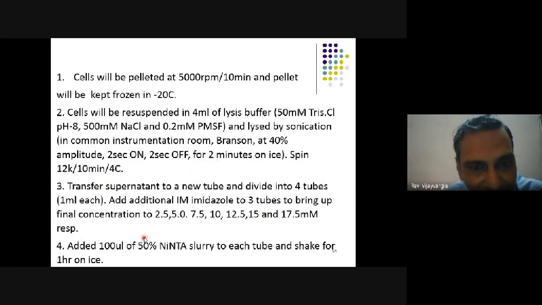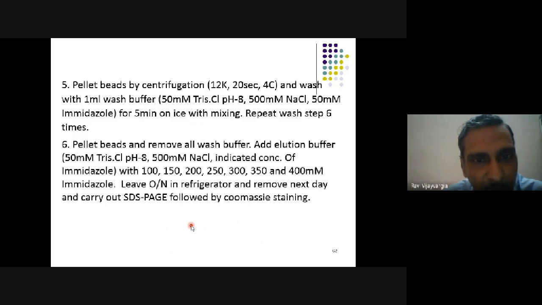Nickel NTA resin you put. All the proteins which have a histidine tag will bind to the resin. The rest of the proteins will not bind, and they will be washed off the column. Once you have all your protein of interest bound to the column, then in the elution buffer, if you are doing it the first time, you can add increasing amounts of free imidazole. Here I am writing 100 to 400 millimolar of free imidazole, and after incubation, by competition, your protein of interest will come off from the bead, and imidazole will bind to the column.